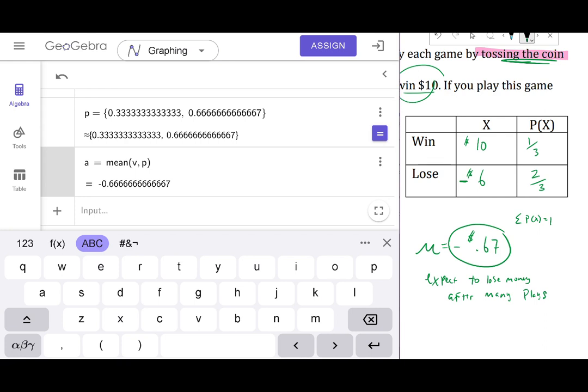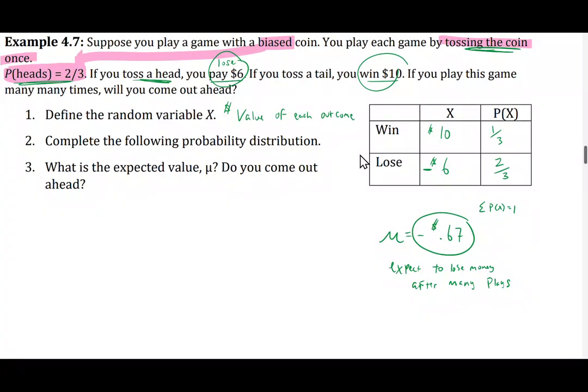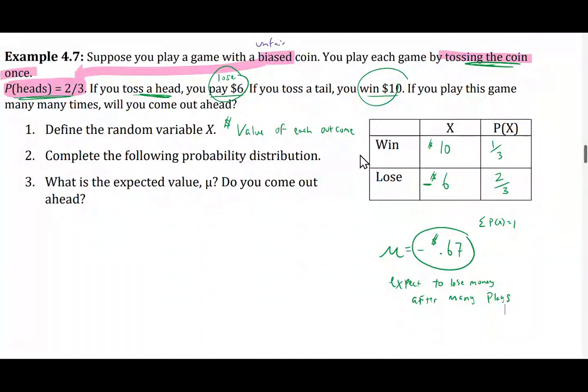All right, so two things about this. First, there is no way of tossing a coin once and losing 67 cents. If I toss a coin once, I could either win $10 or lose $6. If I toss a coin twice, I could either win $20 if I get tails, tails. I could lose $12 if I get heads, heads. Or I can win $4 if I get a head and a tail in either order. So there's no way of getting 67 cents. However, if I play this game repeatedly, the average of all of my winnings will come out to 67 cents in the negative.